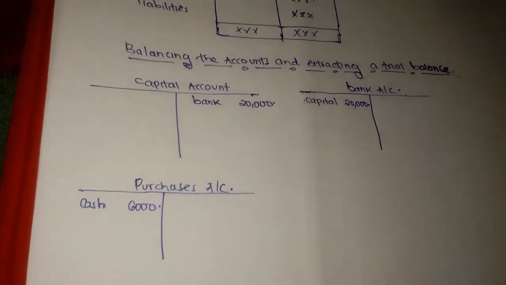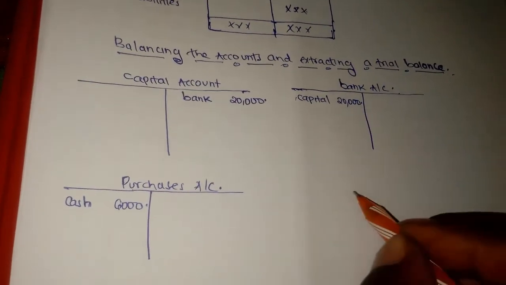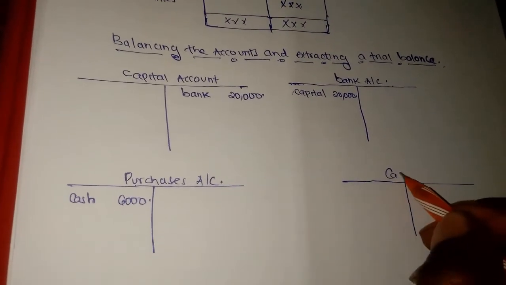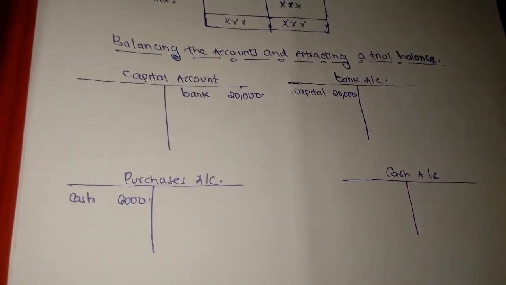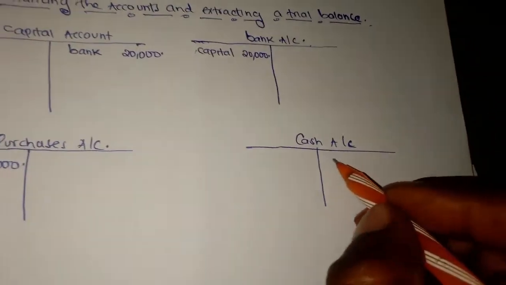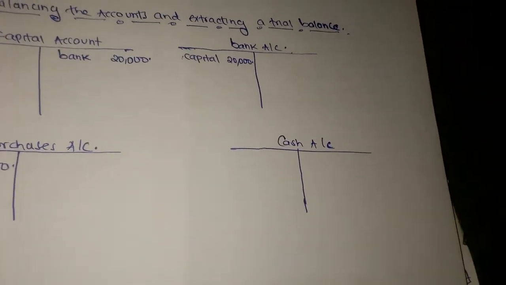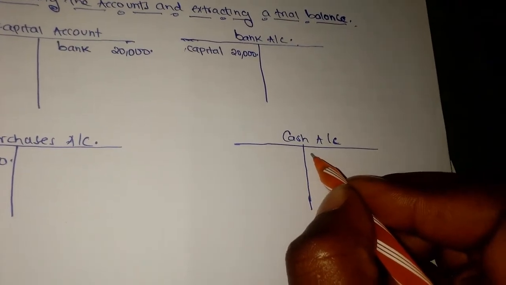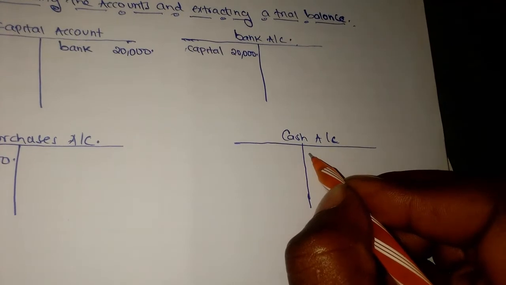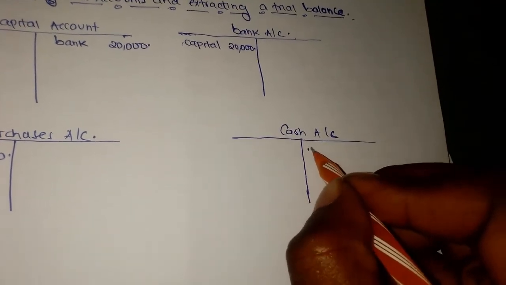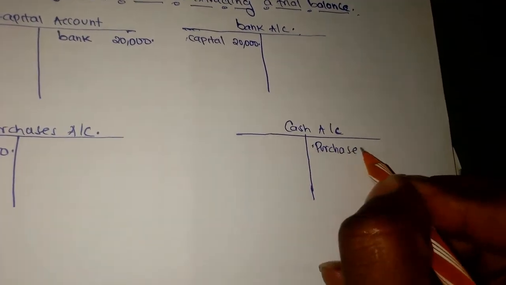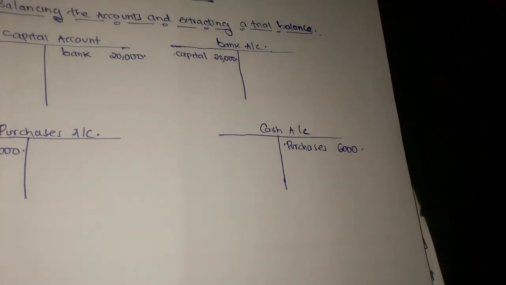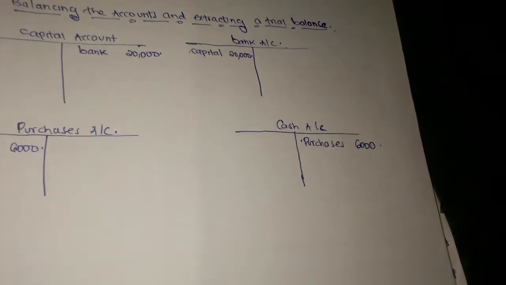Then you're going to open the cash account, because he used cash. You're going to credit it, because the cash was reduced. So we're going to credit on this side, and we have purchases. How much? 6,000.